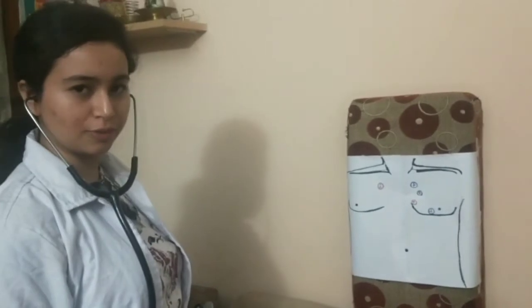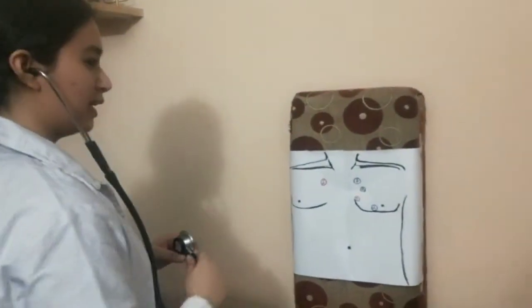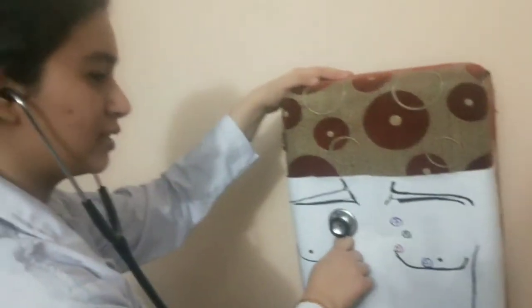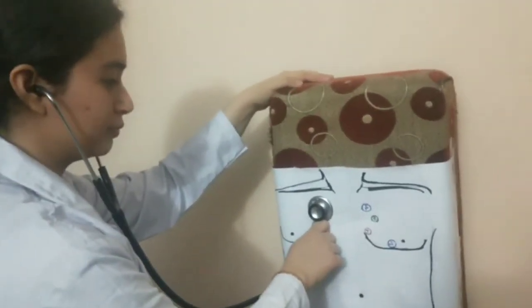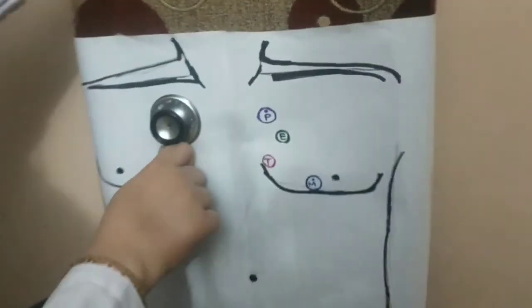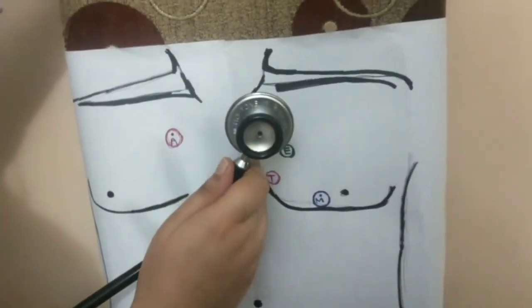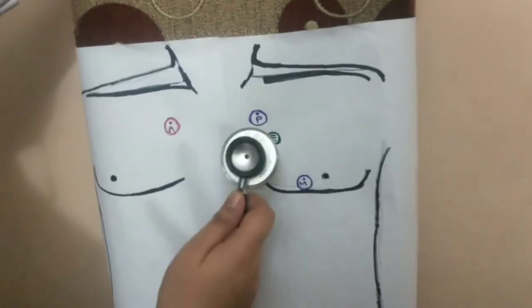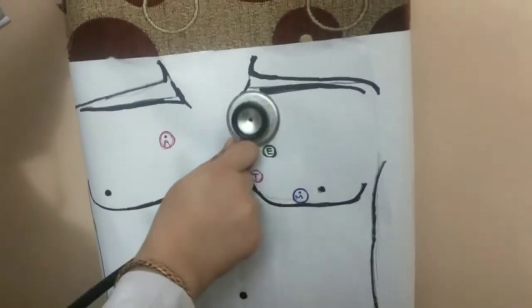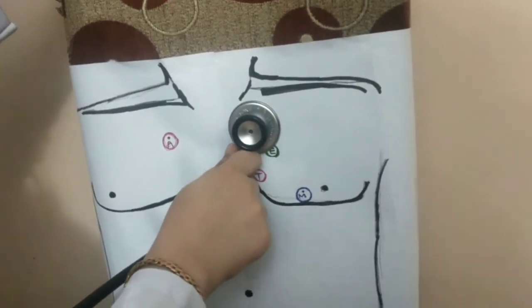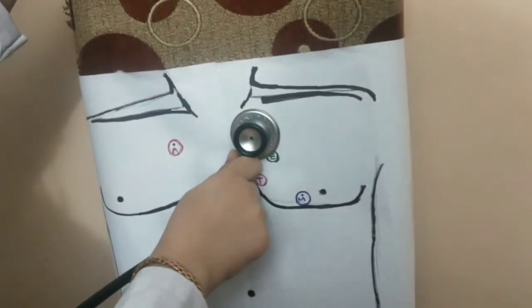Now the second point is the aortic valve point. Place the diaphragm at the second intercostal area, right side of the sternum. Second sound louder than the first. Just opposite to the aorta, on the left side of the sternum in the second intercostal area, we find the pulmonary artery point. Second sound louder than the first.